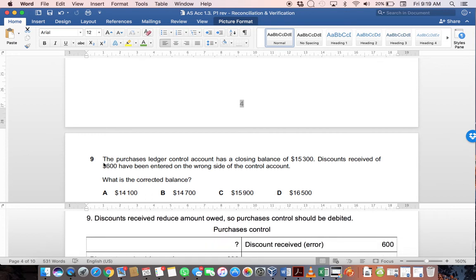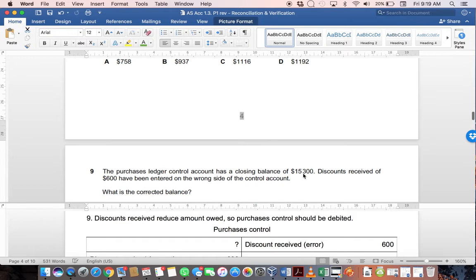Discounts received reduce the amount owed. The purchaser's ledger control account has a closing balance of $15,300. Discounts received of $600 have been entered on the wrong side of the control account. What is the corrected balance? Again, I'm going to just do a T account to illustrate for you. Remember, the purchaser's control is a liability account. It's representing all my suppliers.